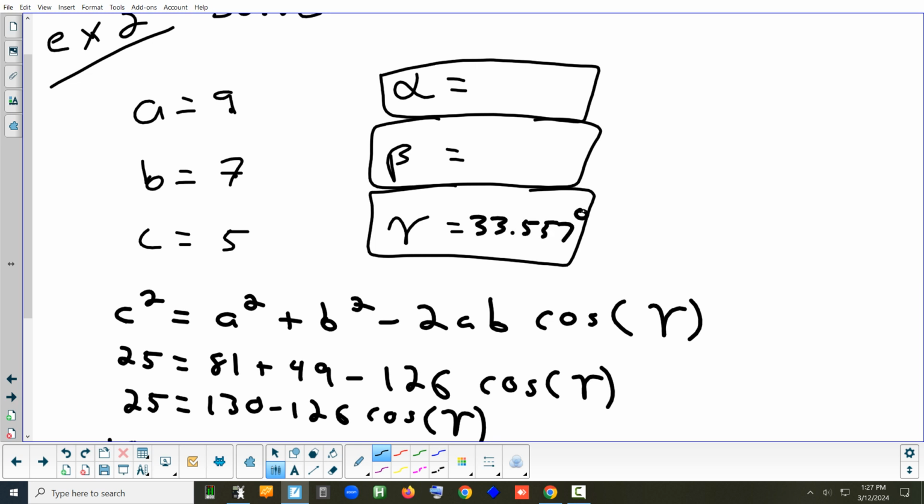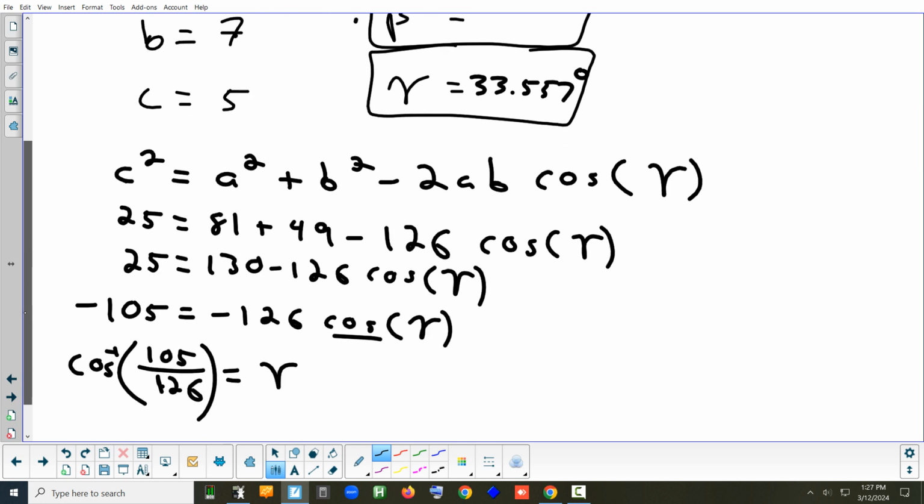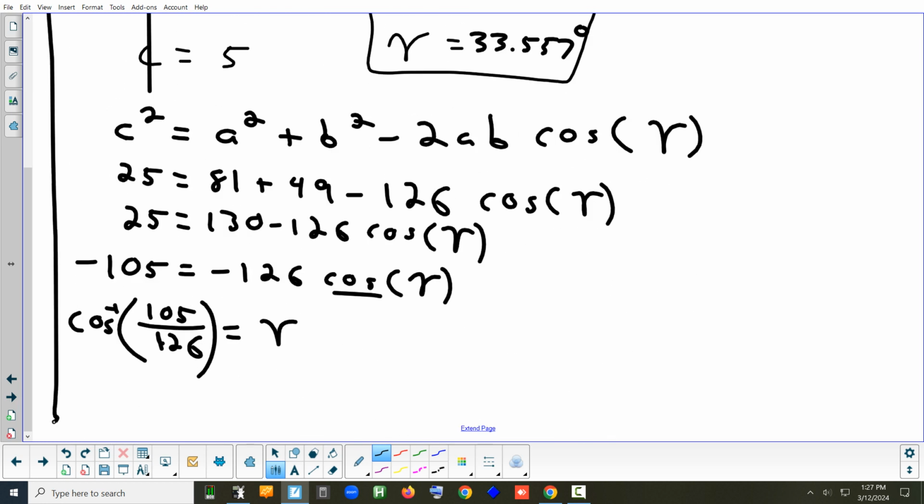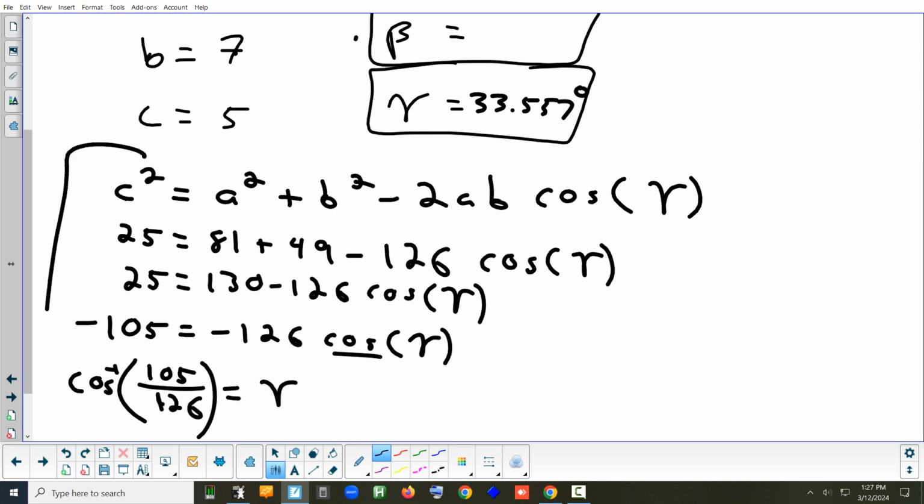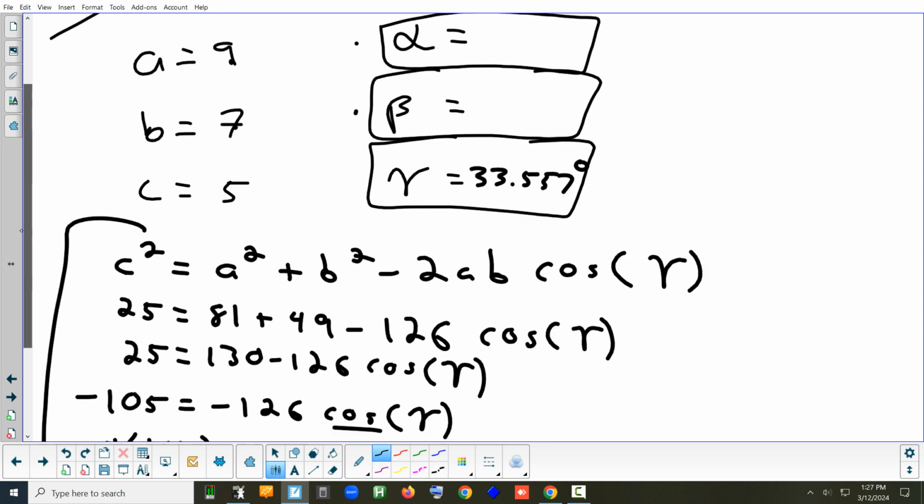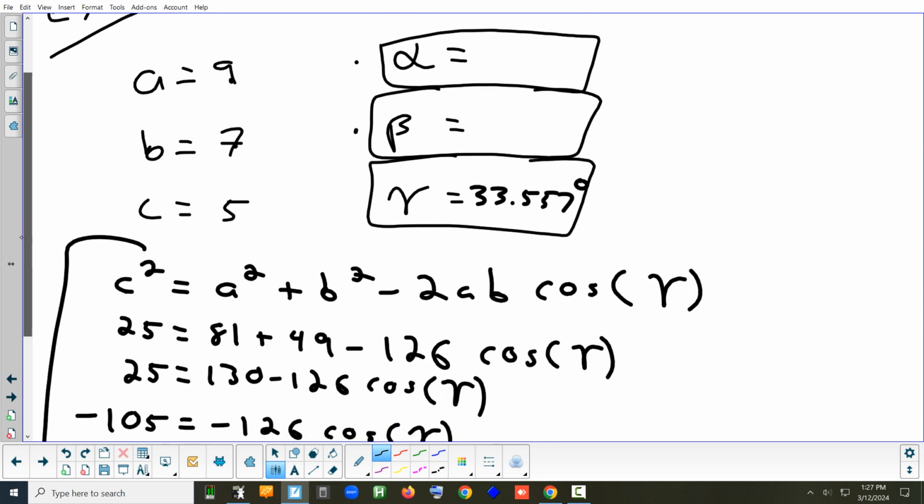And then you really do the exact same thing again for alpha or beta. It's just all the numbers are going to move around to different spots. Is there any question how you would do the alpha or beta? You could do it in exactly those same amount of steps. So that's how you solve a side-side-side problem.